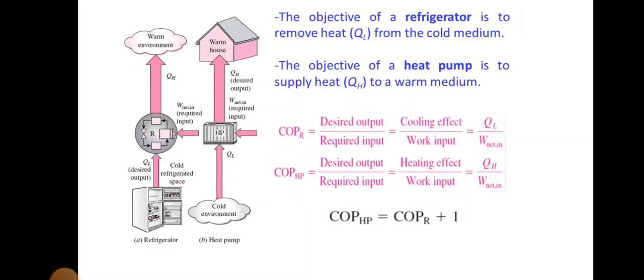The transfer of heat from a lower temperature region to a higher temperature one requires special devices called refrigerators. Refrigerators are cyclic devices, and the working fluid used in refrigeration cycles is called refrigerant. The objective of a refrigerator is to remove heat from the cold medium. The objective of a heat pump is to supply heat to a warm medium. The COP of a refrigerator is the ratio of the desired output to the required input. The COP of a heat pump is also the desirable output to the required input. The formula is: COP of heat pump equals COP of refrigerator plus 1.